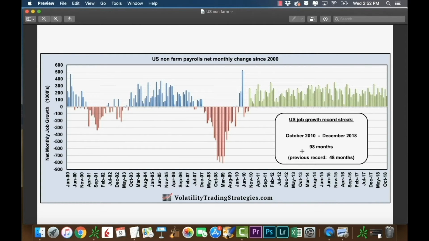You can see down here I highlighted the previous record for the most consecutive months with positive job growth was 48. And right now we are sitting at 98 consecutive months of job growth, so completely smashed the old record. Going back to October 2010, we haven't seen even a single month with negative job growth. Until we see this decline, I'm not really sure a good case could be made that we're in any kind of trouble right now.